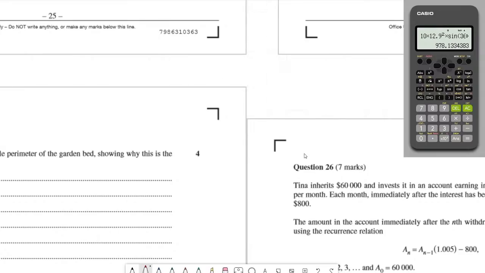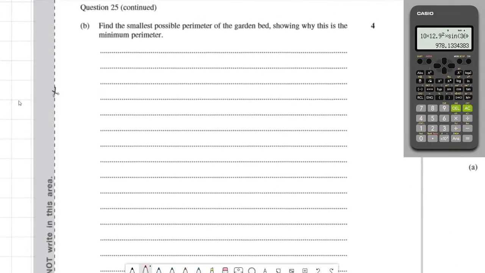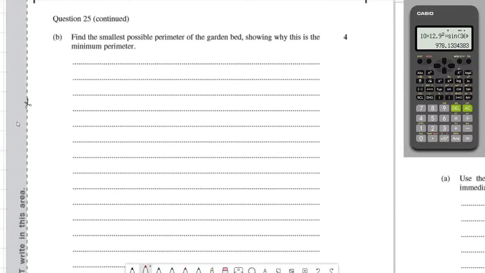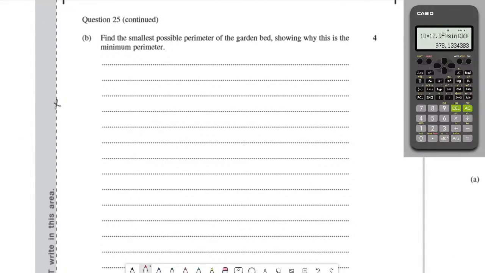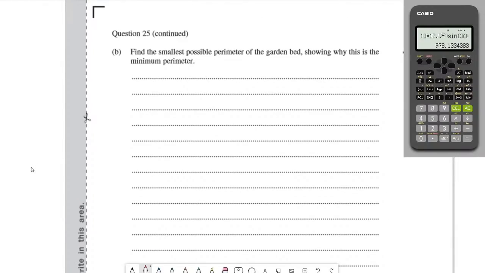Okay, so down here's the next one. Find the smallest possible perimeter of the garden bed, showing why this is the minimum perimeter. So what we're actually going to do in this case is some calculus. The equation that gives me the perimeter in terms of one variable, x, as we've discussed, is 2x plus 72 on x. Now this can be rewritten as p equals 2x plus 72x to the negative 1.